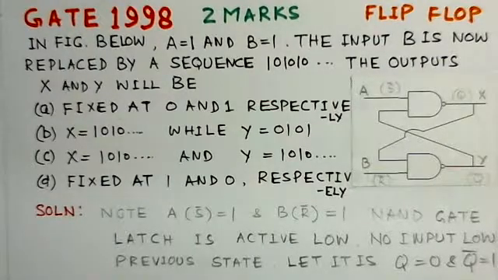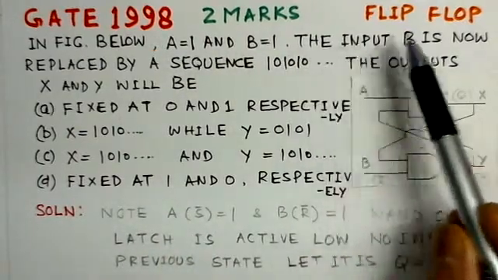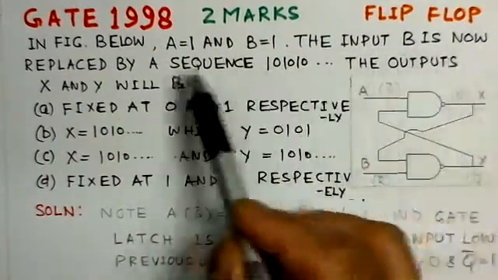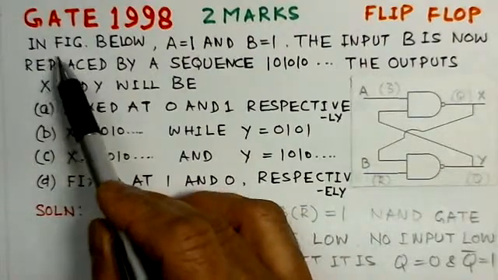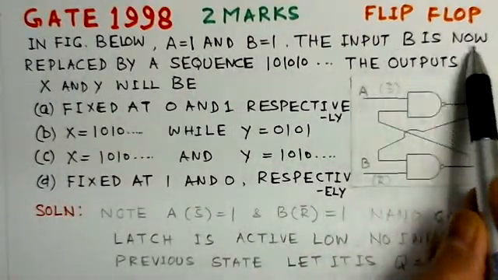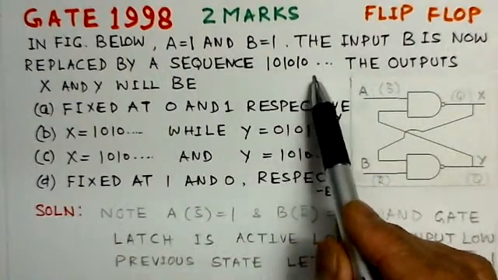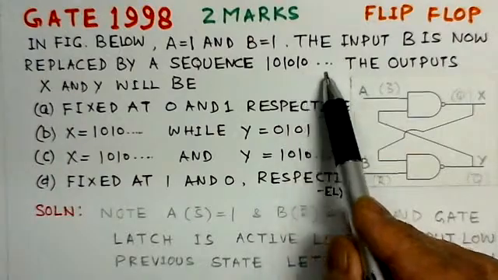The problem considered here is the third problem in this set of problems on flip-flops, and this is of the year 1998, and it's of 2 marks. I'll read out the problem here. In the figure below, A is 1 and B is 1. The input B is now replaced by a sequence 1 0 1 0 1 0 and so on.